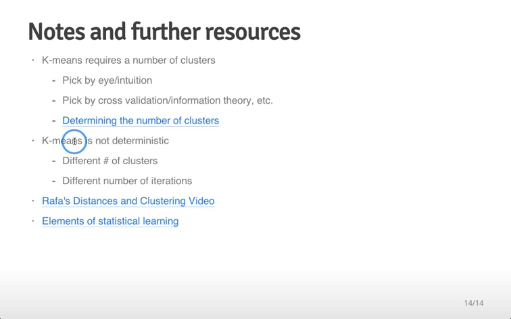K-means is actually not deterministic, as I've mentioned, so for a different number of clusters or a different number of iterations, you might get a different k-means output. In fact, if you use the exact same points but you use different cluster centers and you rerun the algorithm the same number of iterations, you may actually get different clusterings. Again, I've linked here to Rafa's Distances in Clustering YouTube video, which gives an example of this clustering algorithm and gives some more information, as well as the Elements of Statistical Learning, which has much more mathematical detail about the k-means clustering algorithm.